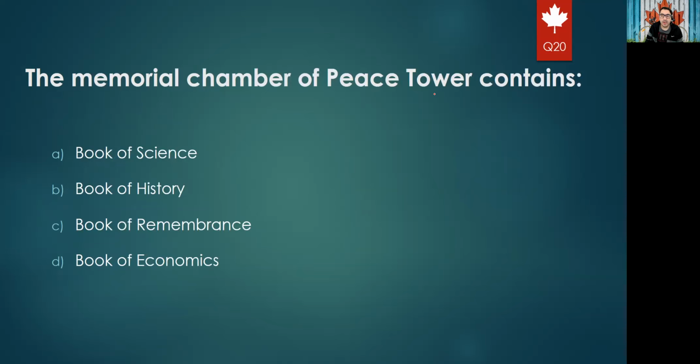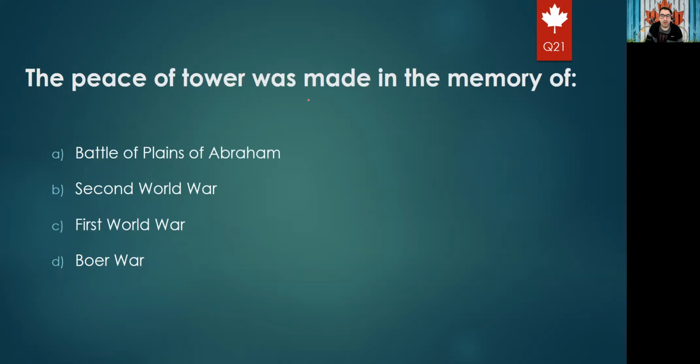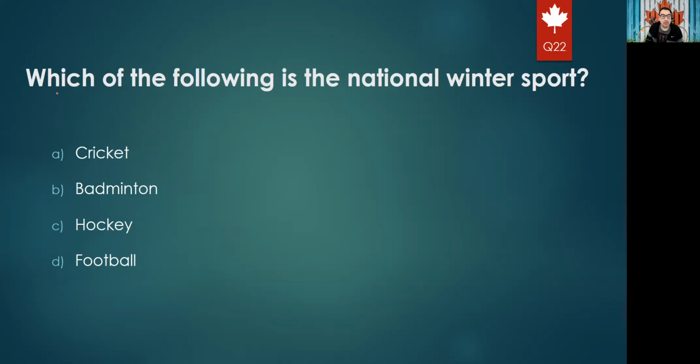The memorial chamber of Peace Tower contains Book of Science, Book of History, Book of Remembrance, or Book of Economics. Yeah, we just mentioned this in previous questions. For sure, it is Book of Remembrance. The Peace Tower was made in memory of the Battle of the Plains of Abraham, Second World War, First World War, or Boer War. The right answer is the First World War. Again, it is after the First World War because it was the most important war in Canada before the Second World War.